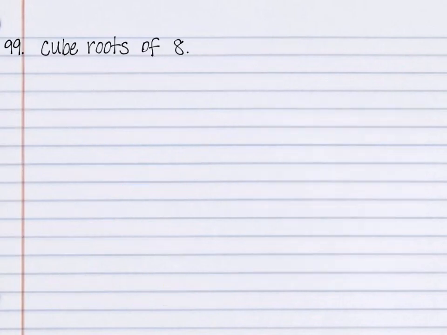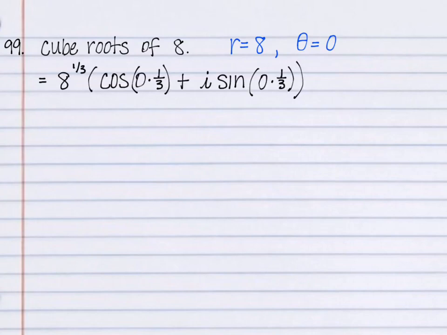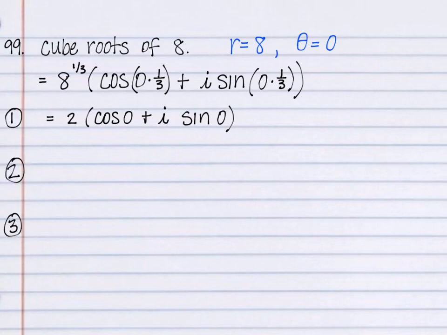Our last problem was the cube root of 8. We've got a modulus of 8 with an angle of 0 radians. We raise the modulus to the 1/3 power. We multiply our angle times the 1/3, which is pretty simple since it's 0. And that is our first of 3 answers. Since this is cube roots, there's going to be 3 answers.